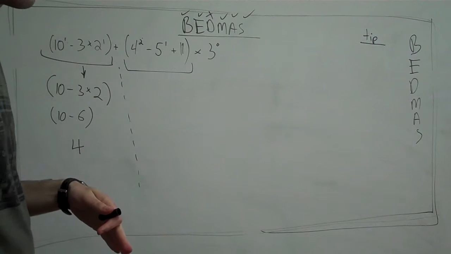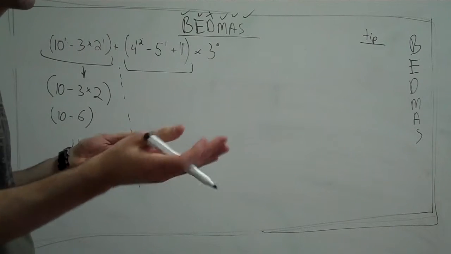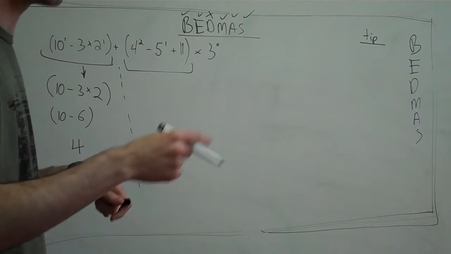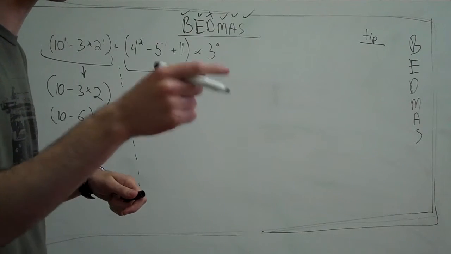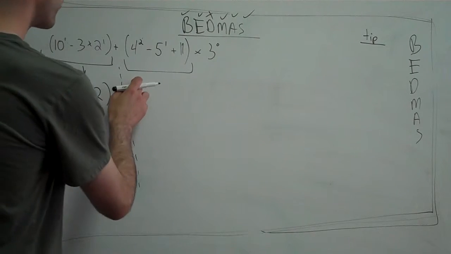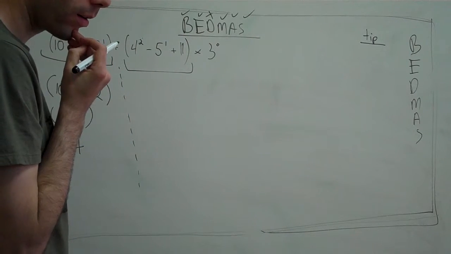So 7 to the power of 2 is 7 times itself twice. 16 to the power of 4 is 16 times itself: 16 times 16 times 16 times 16. Okay. 4 to the power of 2 is 4 times 4, and that's 16.